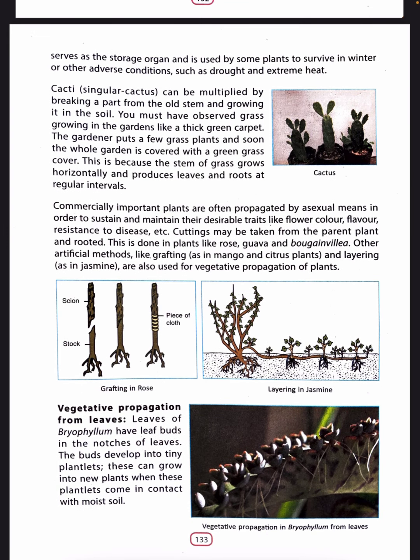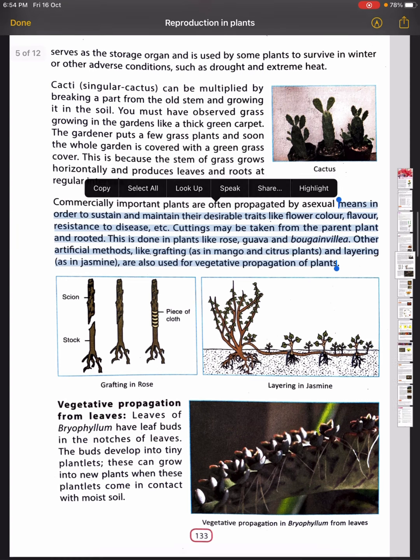Commercially important plants are often propagated by asexual means in order to sustain and maintain their desirable traits like flower color, flavor, resistance to disease, etc. Cuttings may be taken from the parent plant and rooted. This is done in plants like rose, guava, and bougainvillea. Other artificial methods like grafting, as in mango and citrus plants, and layering, as in jasmine, are also used for vegetative propagation of plants. You can see in this picture.